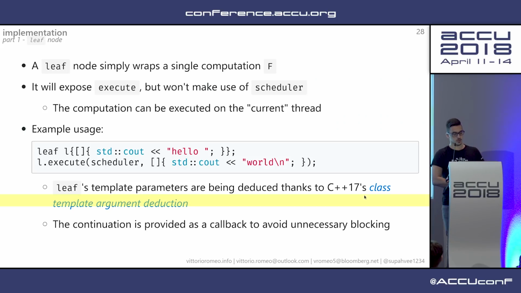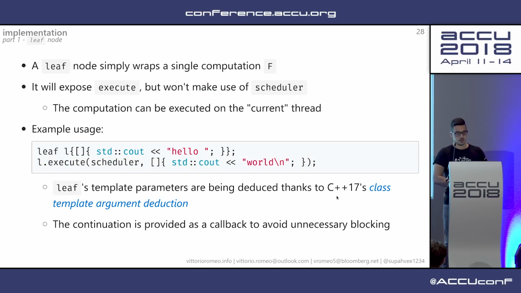And this is an example usage. We can construct a leaf node by simply passing any lambda, and then we can call .execute with a scheduler and passing a continuation to execute. So in this case, this will print hello world. There won't be any parallelism here. It's just a way of providing this building block for the futures.